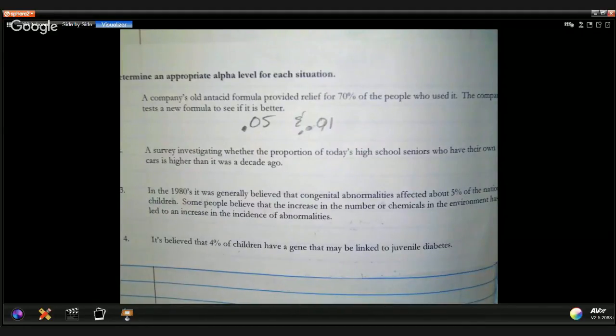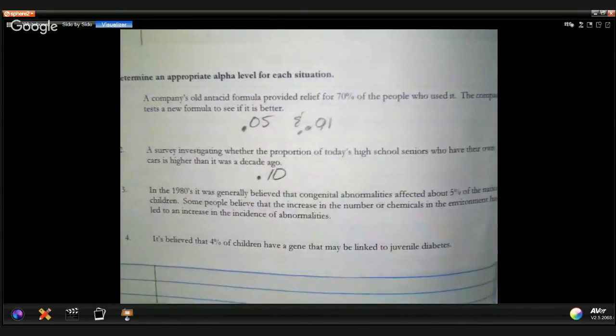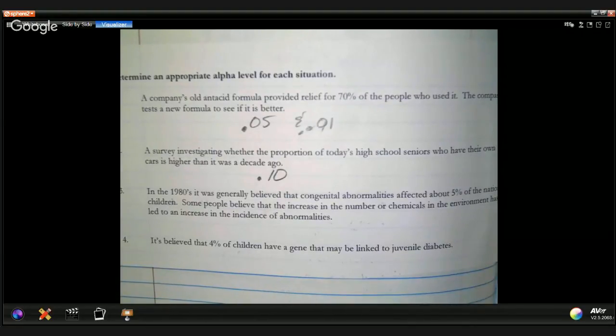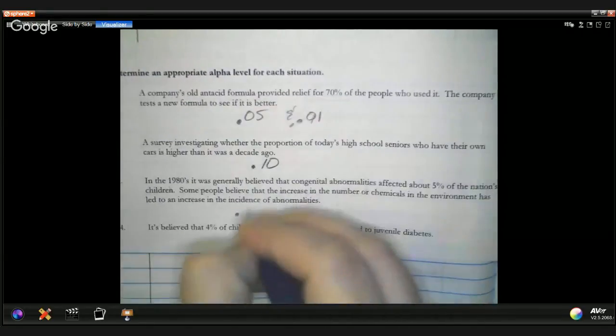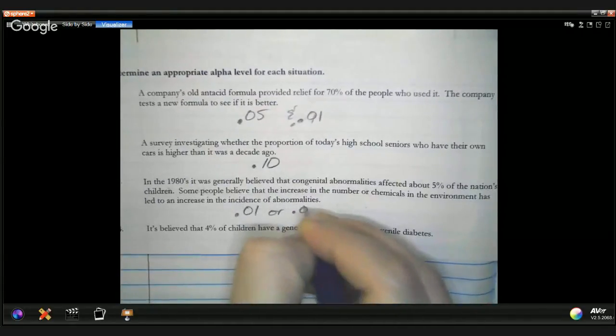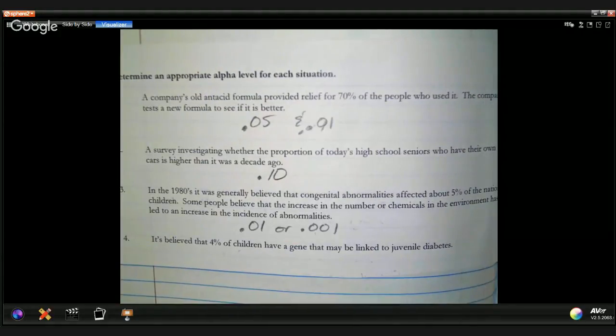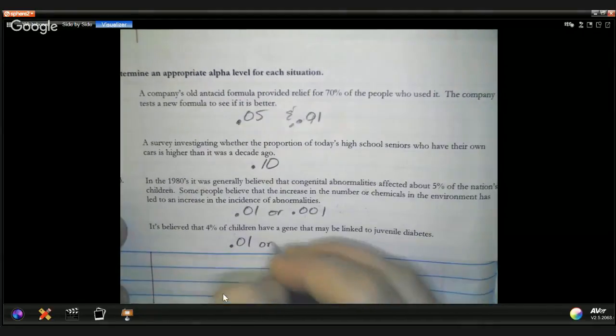Number 2, we're surveying high school seniors. Doesn't really matter. So, I mean, it matters, but it doesn't. So I'd say a 0.10. In the 80s, it was generally believed that congenital abnormalities affected 5%. And so for this one, that's pretty important. So 0.01, maybe even a 0.001. And then same thing for the last one. It's a medical one. So I'd say 0.01 or 0.001.